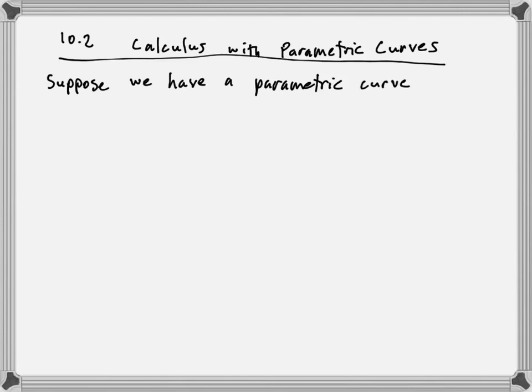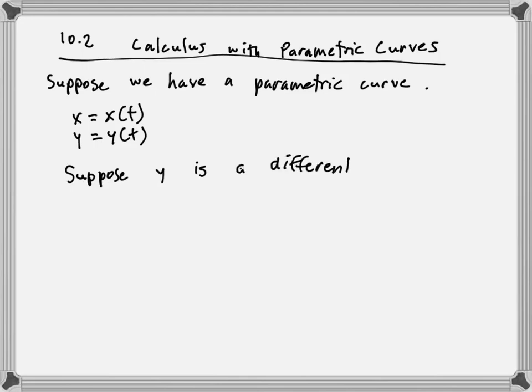Remember, parametric curves follow the form x is some function of t and y is also some function of t. And also, I want us to suppose that y is a differentiable function of x. Now remember, that might sound like an intimidating statement, but all that means is that the curve is smooth. It doesn't have any sharp edges, so it does have tangent lines everywhere.